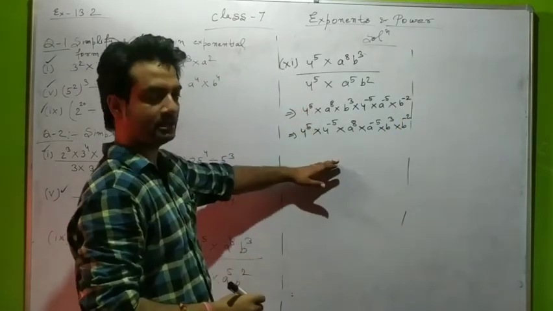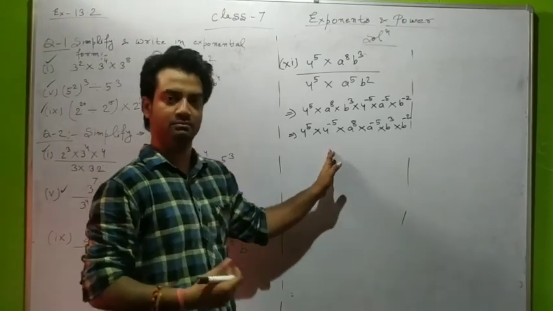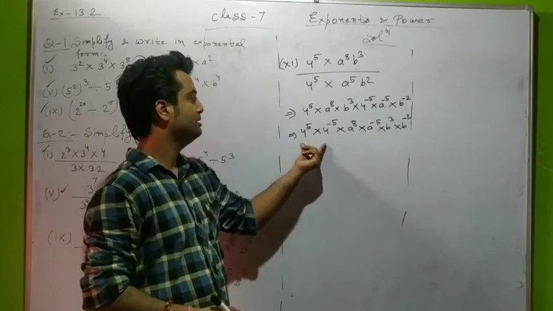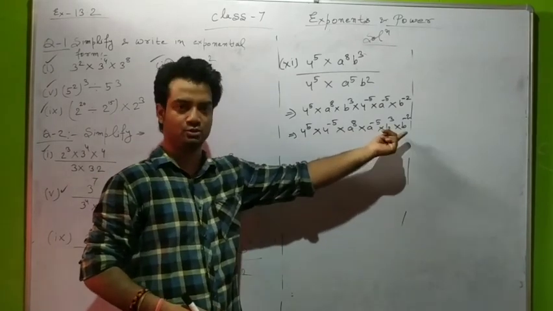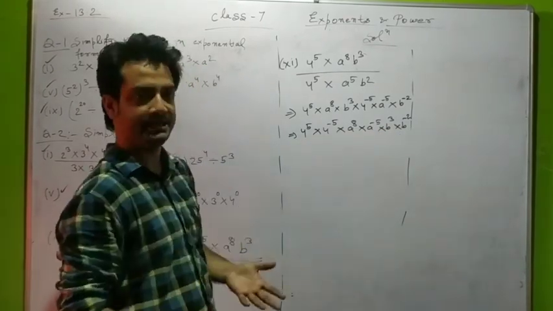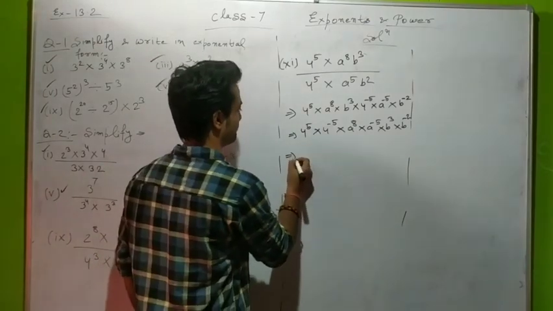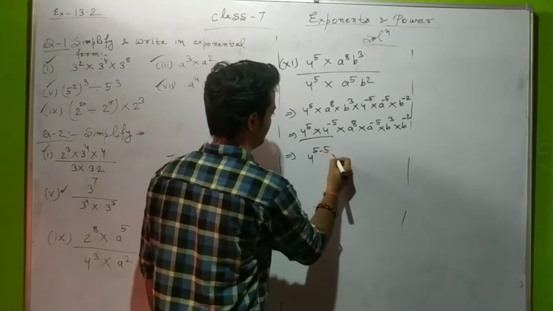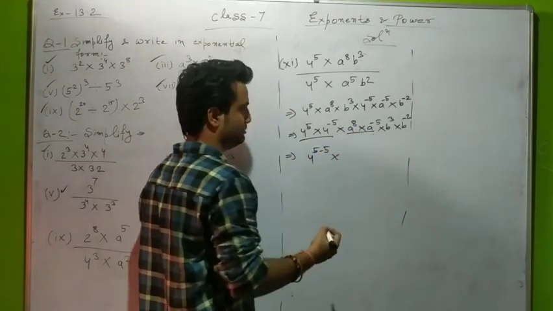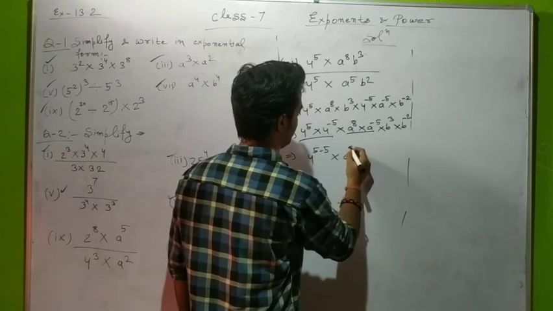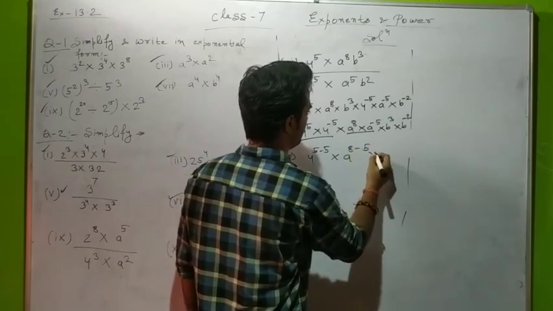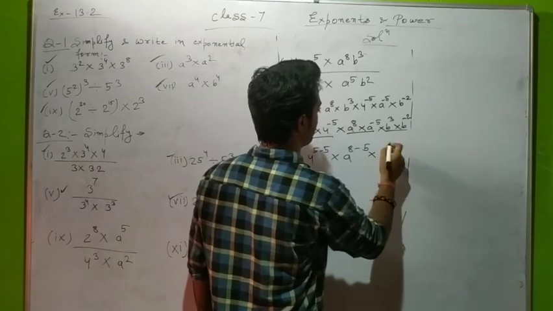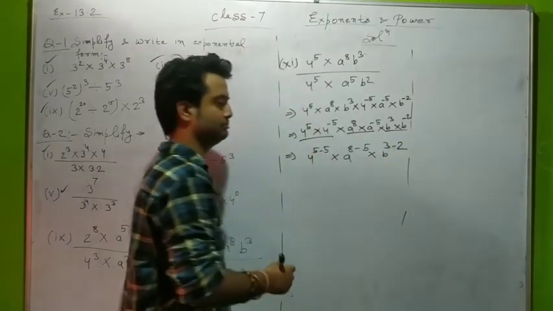You can combine directly also, as we used to do in our previous questions. But here, since there are 3 bases, it is better you write the bases together so that you do not miss any term. On combining 4, it becomes 4 raised to the power 5 minus 5. On combining a, it becomes a raised to the power 8 minus 5. On combining b, it becomes b raised to the power 3 minus 2.